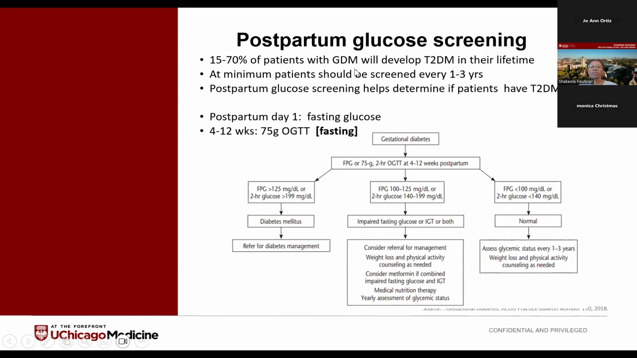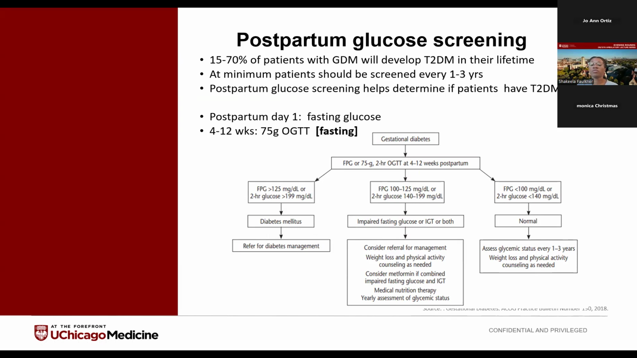Okay, and then finally, I just wanted to look at postpartum glucose screening. So about 15 to 70%, a wide range, but a sizable amount of patients with gestational diabetes will develop type 2 diabetes at some point in their lifetime. So at minimum, patients should be screened every 1 to 3 years. So again, really important to stress the importance of PCP and primary care follow-up.